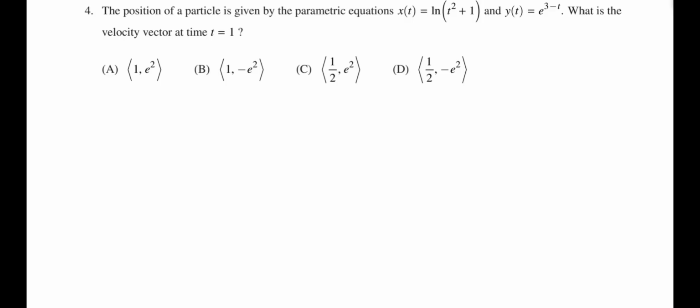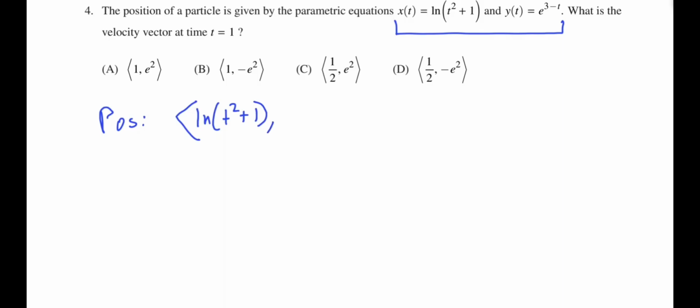All right, so we're given what the position vectors are, the x direction and the y direction. And let's write that here again. So for the position vector, we're given it to be ln of t squared plus 1. And then we're given the y direction to be e to the power of 3 minus t. Okay, so we know that the velocity vector would be the derivative of the position vector. So let's compute the velocity vector first by getting the derivative of this function for the x and that function for the y.